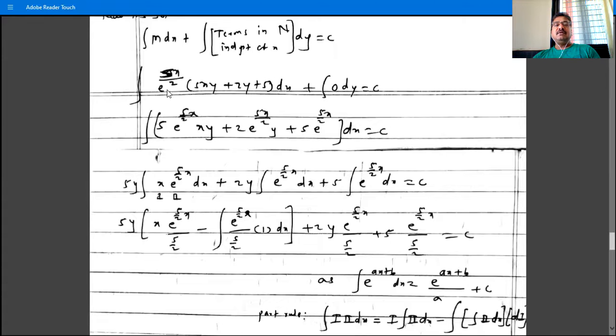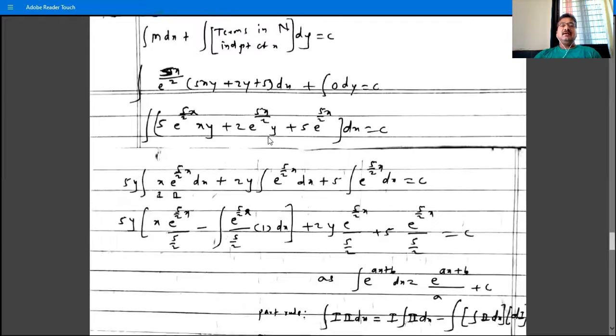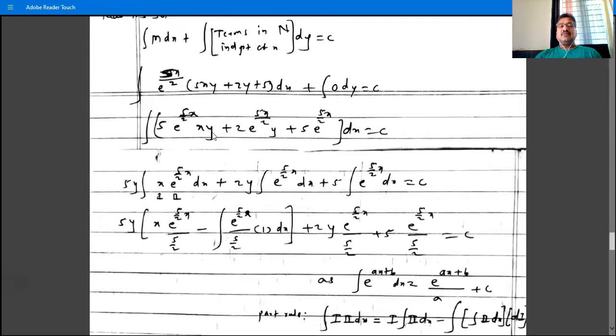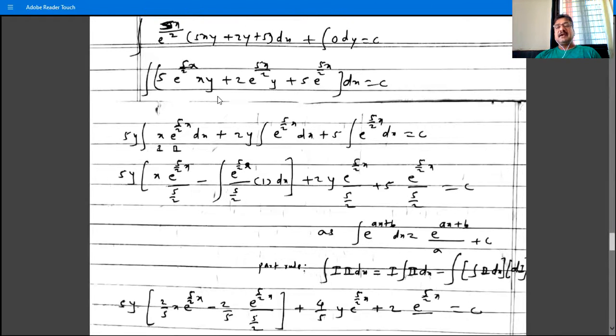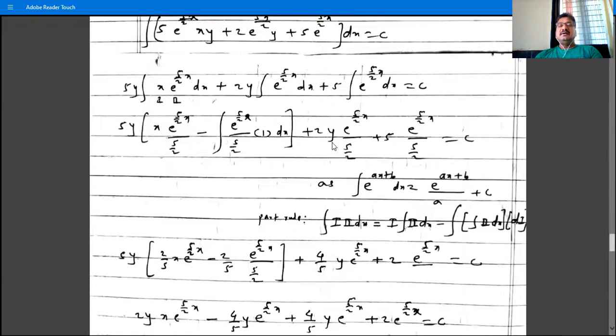And so we multiply this by e raised to 5x by 2 in the bracket. We have this. Then take 5y as common outside the integration, because it is constant; the integration is with respect to x. So 5y times the integration of x into e raised to 5 by 2 x dx. This is the first factor. Then plus 2y, which is now constant, times the integration of e raised to 5x by 2 dx, plus 5 is constant, times the integration of e raised to 5 by 2 x dx, is equal to c. So split into three parts, three integrations.